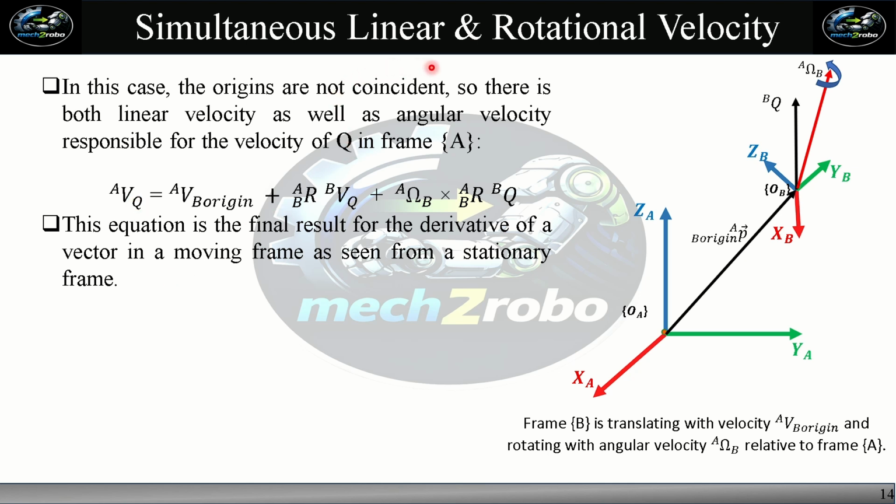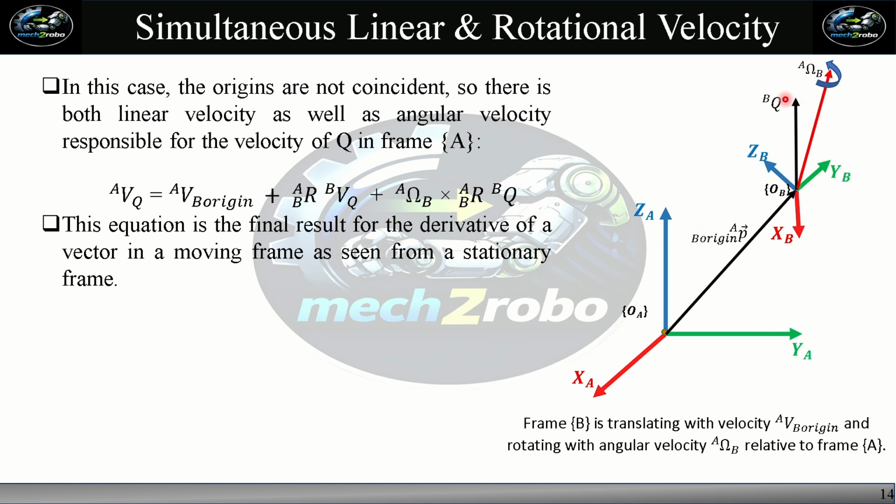Simultaneously linear and rotational velocity. In this case, the origins do not coincide, which we can see in that there are two frames, frame A and frame B, and their origins are not coincident. So there is both linear velocity as well as angular velocity, which is responsible for the velocity of this point with respect to frame A.